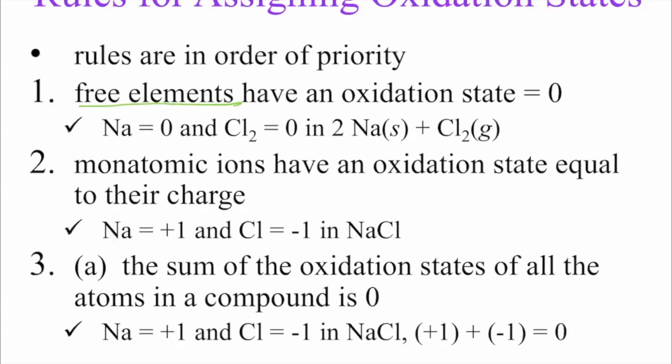Monoatomic ions have an oxidation state equal to the charge. For example, this is a monoatomic ion. Notice that their oxidation state is going to be equal to the charge. The sum of oxidation states of all atoms in a compound is 0. So the reason for that, this being +1 and -1, is because it has to equal 0. So +1 plus -1 equals 0.